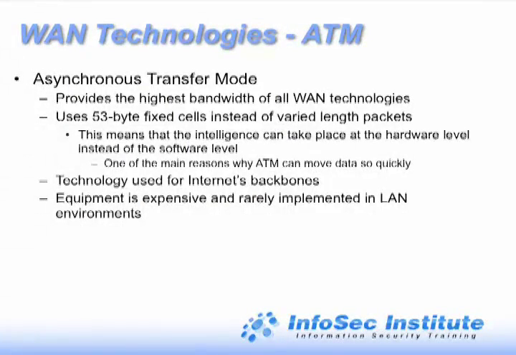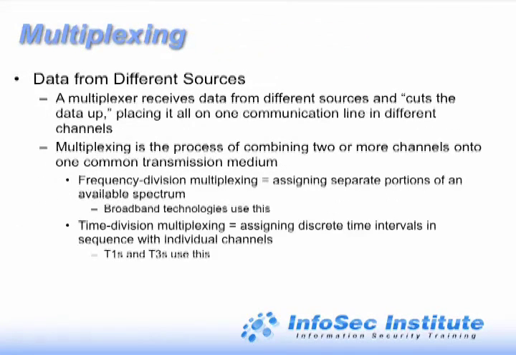ATM, the Asynchronous Transfer Mode, basically provides a high bandwidth of WAN technologies, uses 53-byte fixed cells instead of varied length packets. Technology used basically for the internet's backbone, and equipment is expensive and rarely implemented in LAN environments.